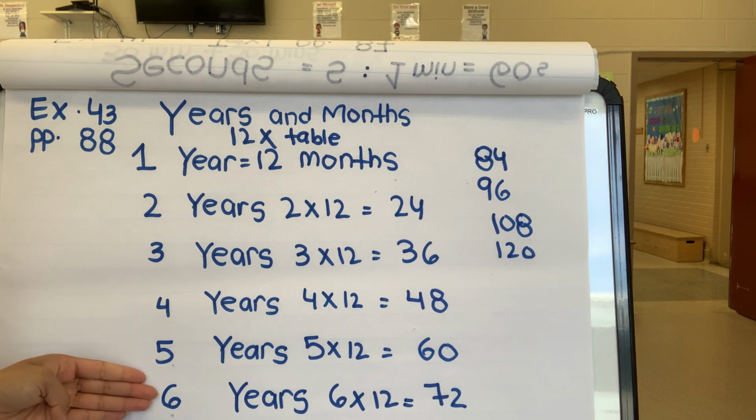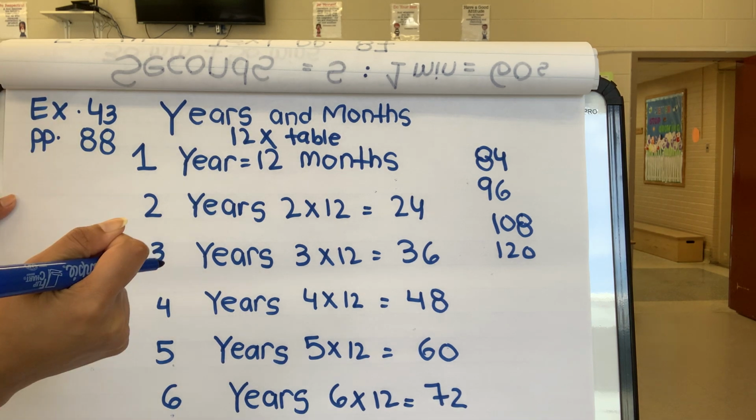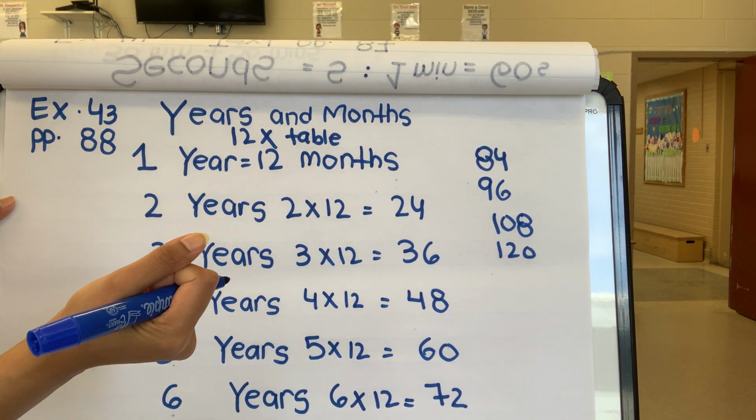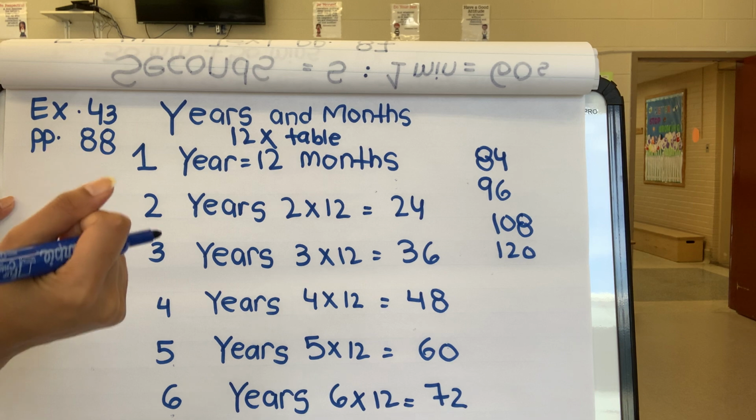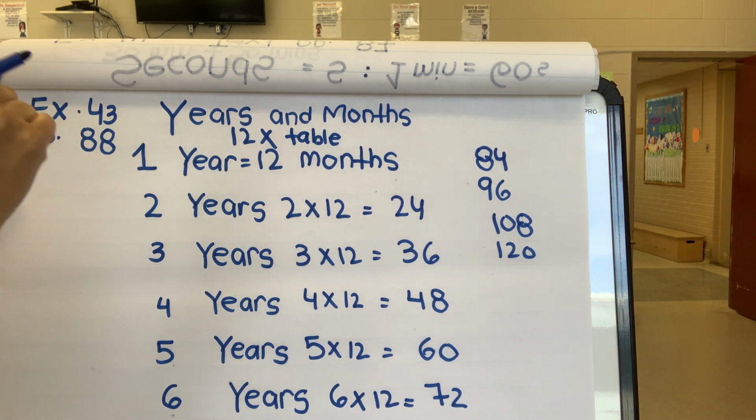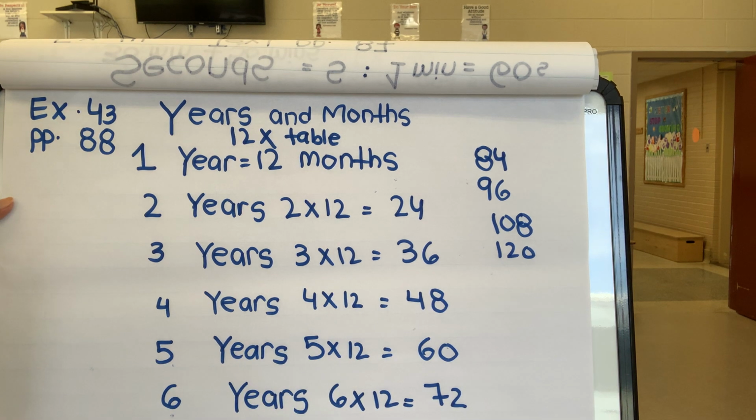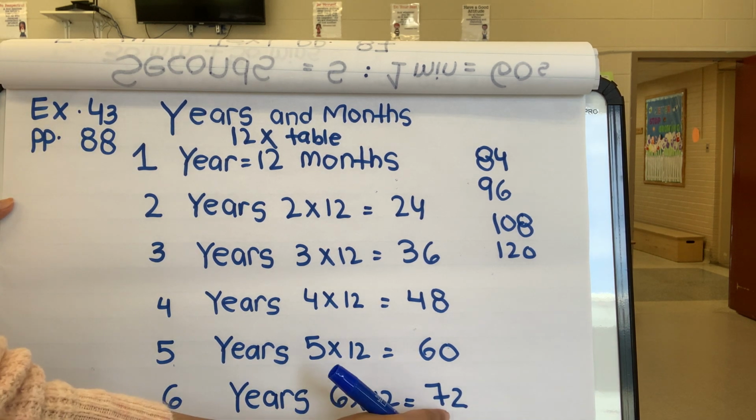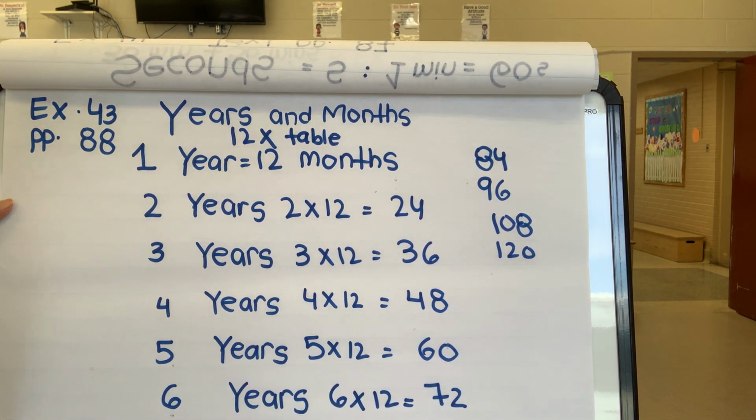If I give you 6 years and ask you to find out how many months are in 6 years, because I know my 12 times table, all I need to do is multiply my 6 by 12, which would give me 72 months. So start memorizing your 12 times table and it will make it much easier.